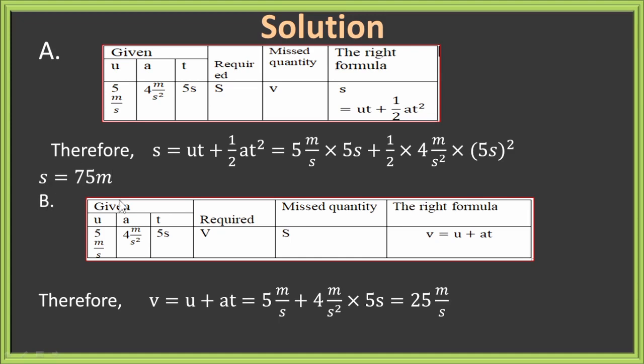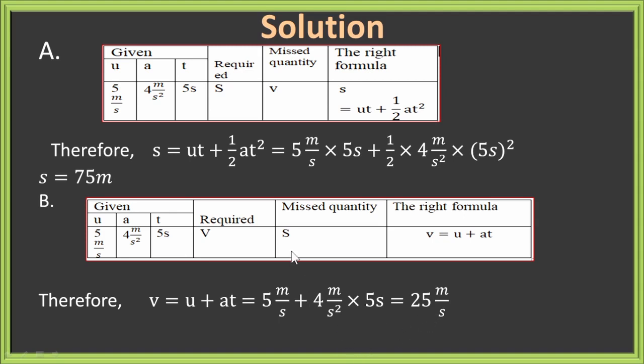For B, the given quantities are the same as that of A because it is the same problem. U, A, T are given. The required quantity is the final velocity. So in this case, if U, A, T are given and V is the required quantity, one quantity is missed and that is S. The right formula is V is equal to U plus AT, a formula with no S. Therefore, V is equal to 5 meters per second plus 4 meters per second squared times 5 seconds. We find the result 25 meters per second.